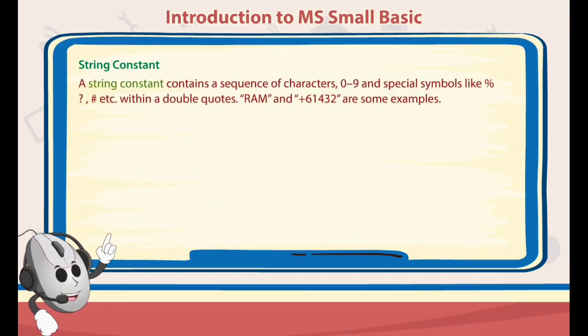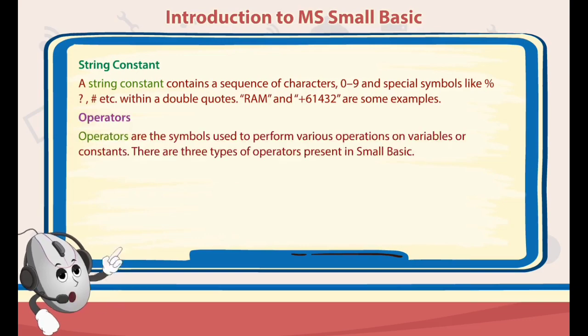String constant. A string constant contains a sequence of characters 0 to 9 and special symbols like percentage, question mark, hashtag, etc. within double quotes. "RAM" and "61432" are some examples.